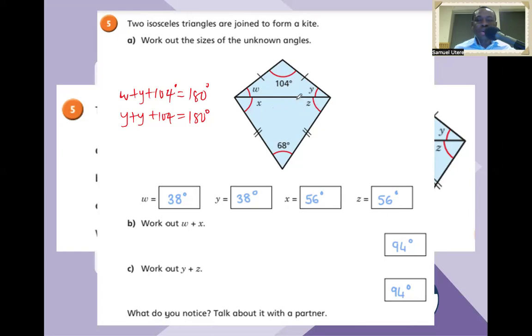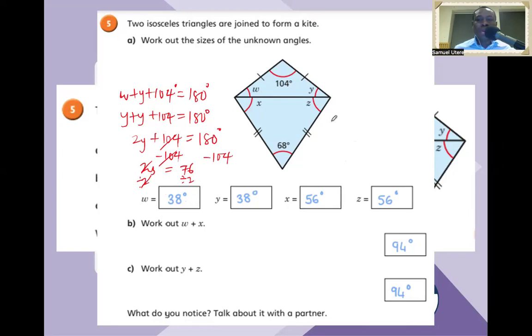So we know that 2y plus 104 will be 180 degrees. Using our equation solving knowledge, we'll subtract 104 from both sides. So we'll have 2y equal to 76 degrees. We divide both sides by 2, and that gives us y equal to 38 and also W equal to 38.